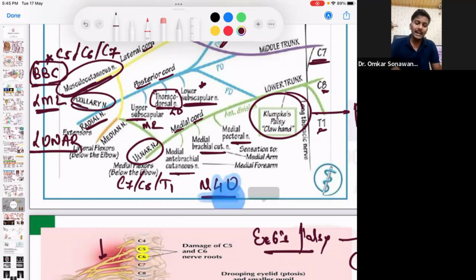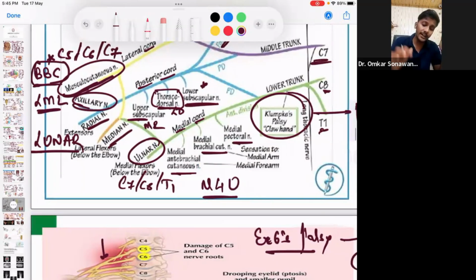Important. Okay? And as we know, median nerve is formed from two roots. Which one comes from the lateral cord? Lateral root of median nerve. Which one comes from the medial cord? Medial root of median nerve. And then the median nerve is formed. Okay? What is the root value of radial nerve and median nerve?